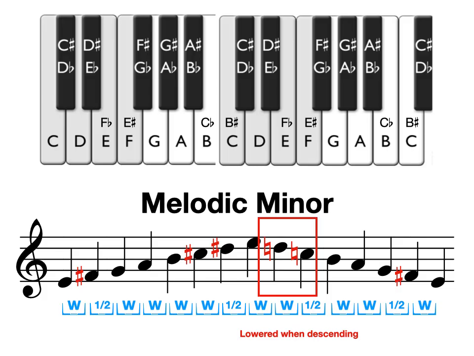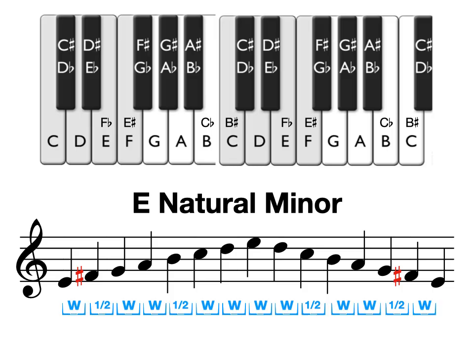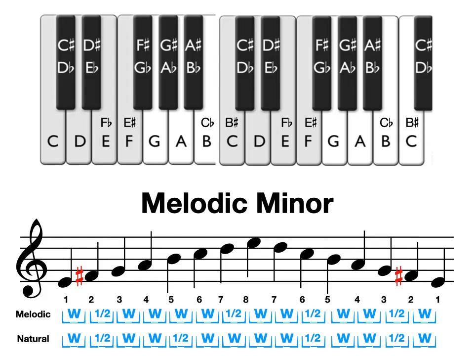Okay. So let's build an E natural minor scale. So we have E, F sharp, G, A, B, C, D, E, D, C, B, A, G, F sharp, E. Now we're going to make it a melodic minor scale. So we need to go E, F sharp, G, A, B, C sharp, D.